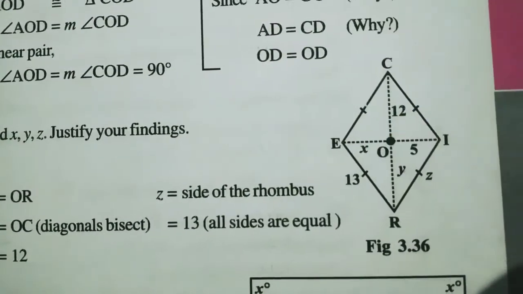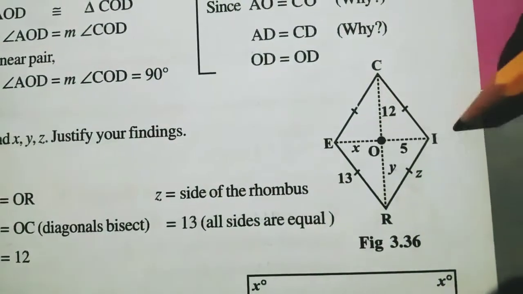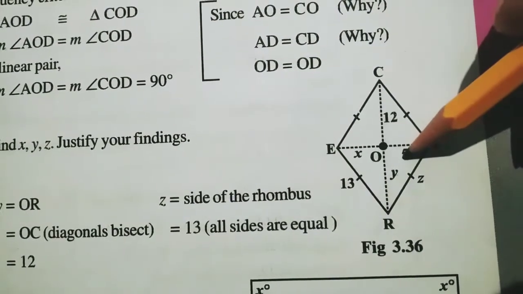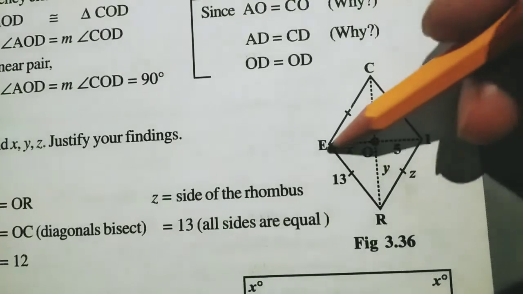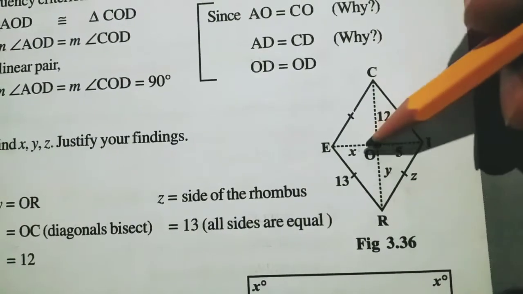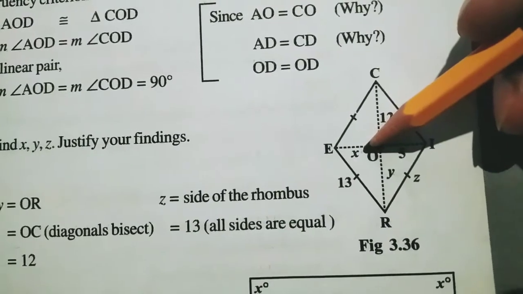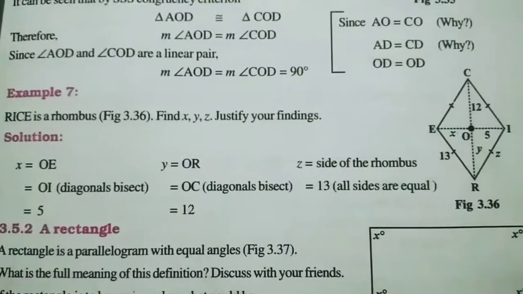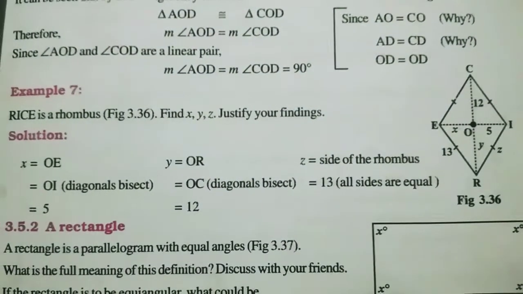And now X. How can you find X? You can see EI is the diagonal. Here OI is given as 5 centimeters. So EO will also be 5 centimeters. That means X is also 5 centimeters, because the diagonals are bisecting each other. So X equal to 5 centimeters. So it's very easy if you remember the property.